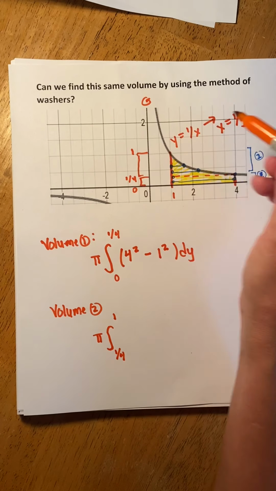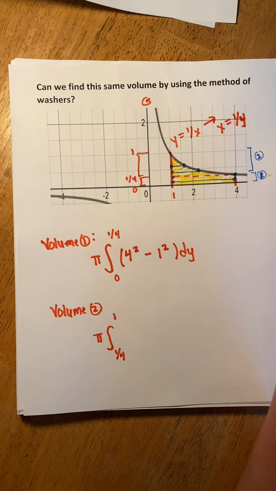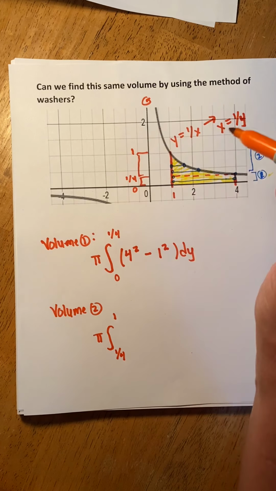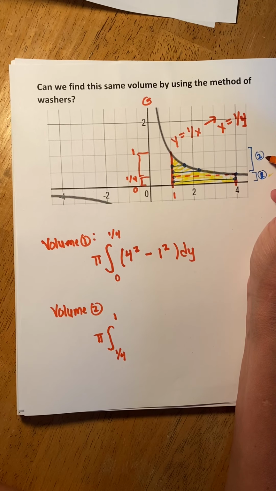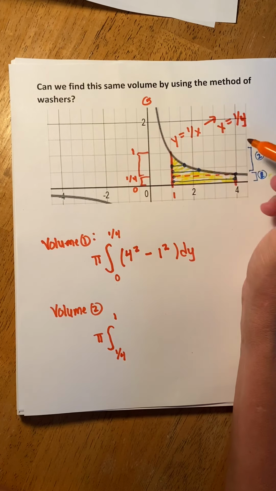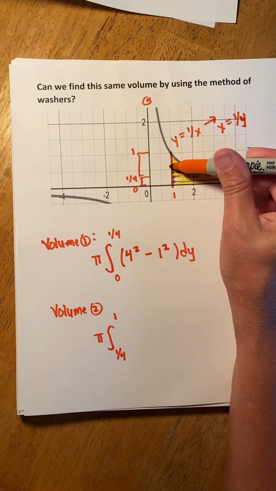So the radius at any point of one of these guys, oh, nope, wrong thing. Sorry, backpedal. Volume 2, I screwed myself up here. All right, try again. Volume 2, we are going from 1/4 to 1. It's going to be the outer radius minus the inner radius.